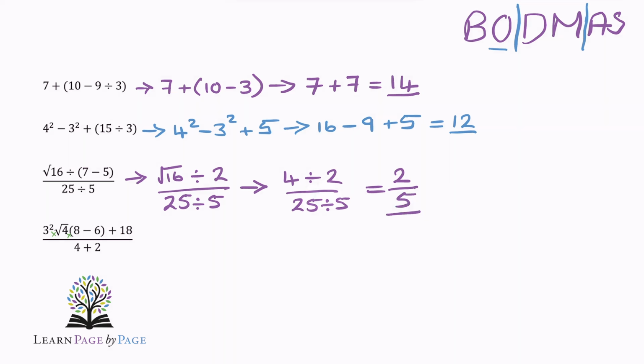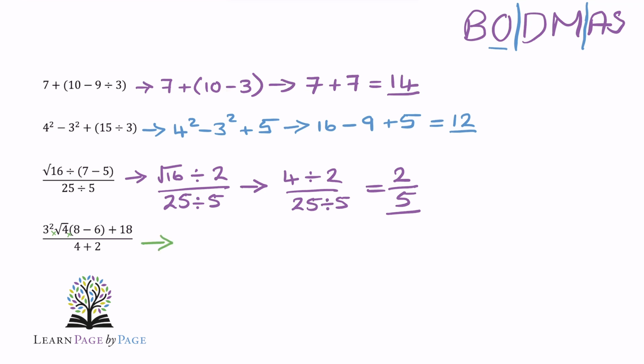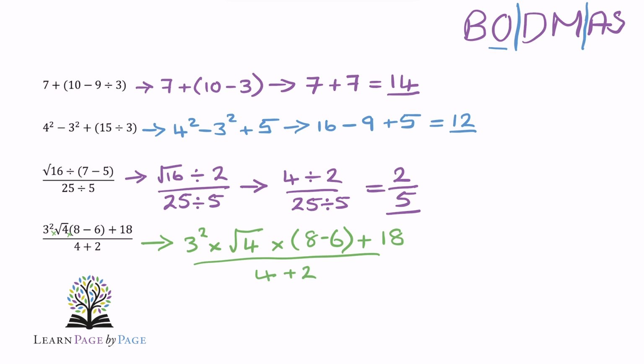You can see I've popped a couple of multiplication signs here before, and that is because 3 squared, which is next to the square root of 4, there is an invisible multiplication sign in between the two. And the same as the square root of 4 next to that bracket, there's an invisible multiplication sign there. So we can rewrite that as 3 squared multiplied by the square root of 4 multiplied by 8 minus 6 plus 18 all over 4 plus 2. When you write it out fully like that, you'll be far more comfortable.